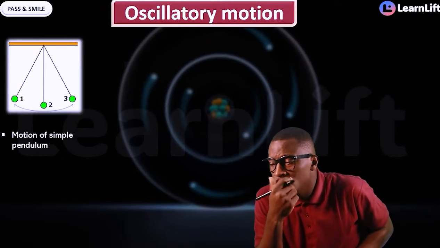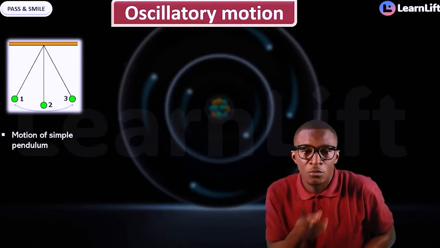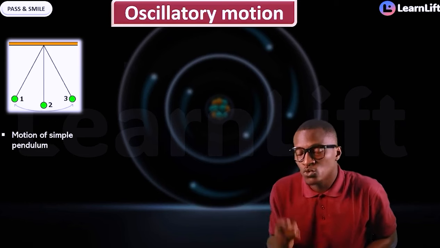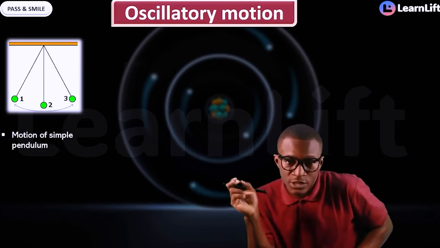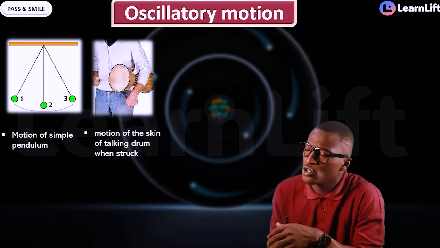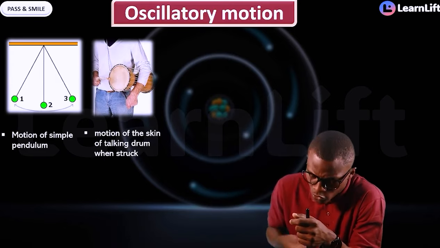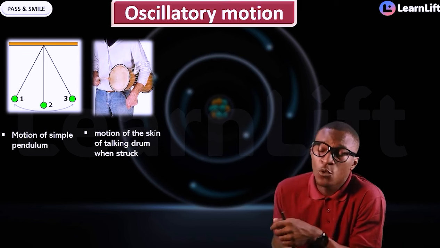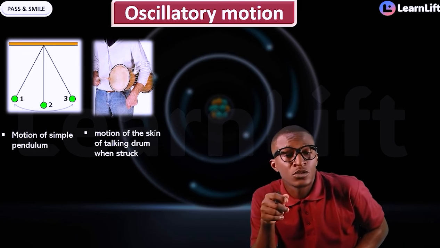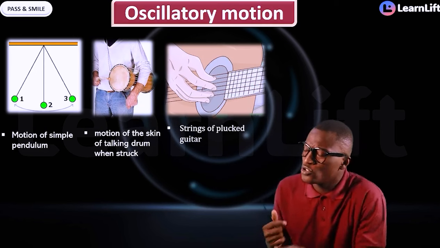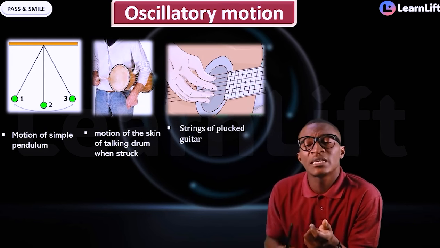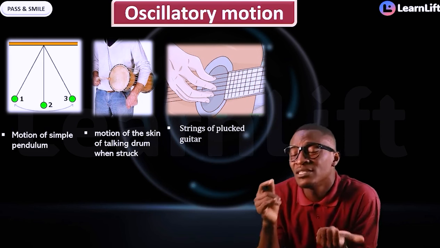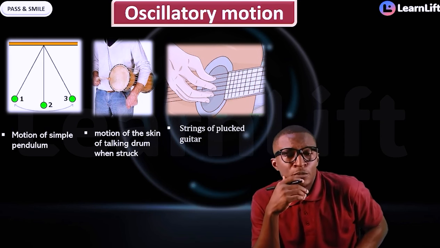The first one I'll talk about is the motion of a simple pendulum. As the pendulum is moving, it moves from 1, 2, and 3, to and fro until the motion is exhausted. The second is your talking drum. This is the motion of the skin of a talking drum. As you are doing gang, to and fro, the skin vibrates. Do you understand? Next we'll talk about the strings of a guitar. As you are playing that instrument, the guitar is said to be vibrating. So that's an example of the vibratory motion.